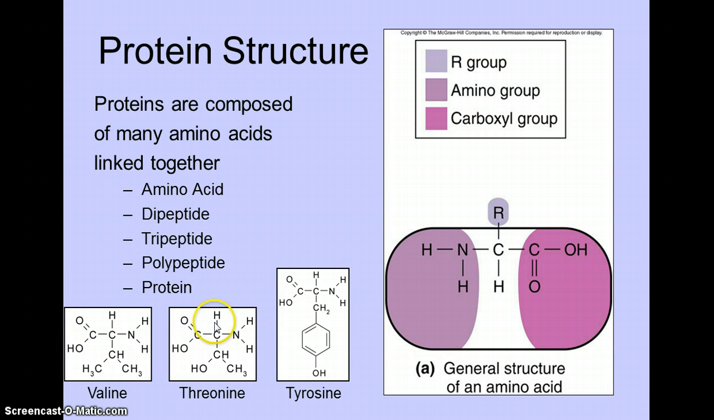If you look at this side of the slide over here, you'll notice that I have 3 of the 20 amino acids represented. This first one is valine. You can see we've got the central carbon atom bound to a carboxyl group, bound to the amine group, bound to the hydrogen, and here is the R group of valine. Threonine is another amino acid that has that same basic general structure. We've got the carboxyl group, hydrogen, and amine group. Here's the R group for threonine, and you'll notice it's the only part of threonine that differs from valine.